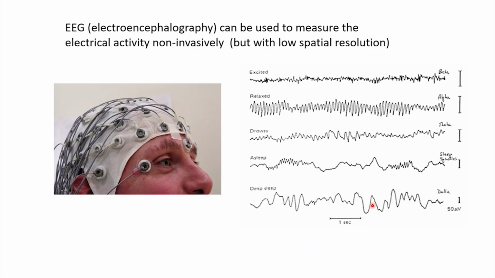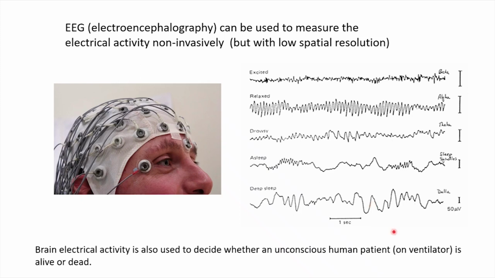An interesting fact is that even the determination of whether a person is alive or dead is now done based on the presence or absence of the brain's electrical activity. So if you have an unconscious subject who is on a ventilator, who cannot speak, and we have to know whether the person is alive or dead, we would basically see whether their brain is showing any electrical activity or not.